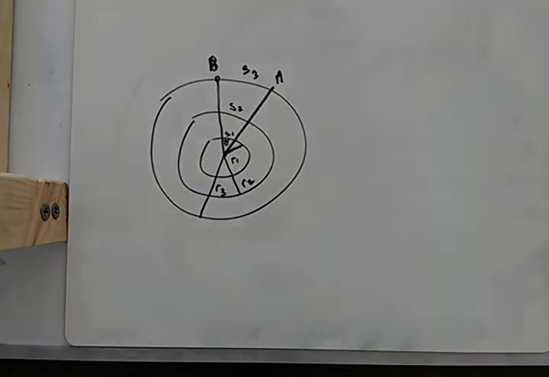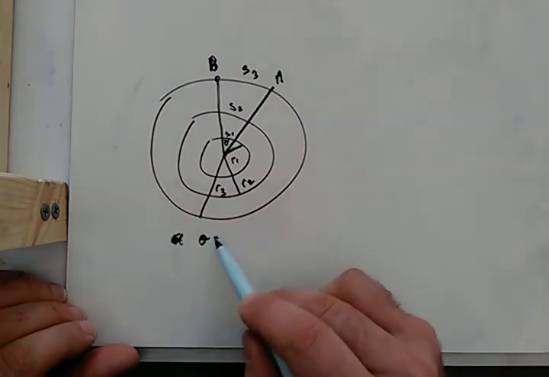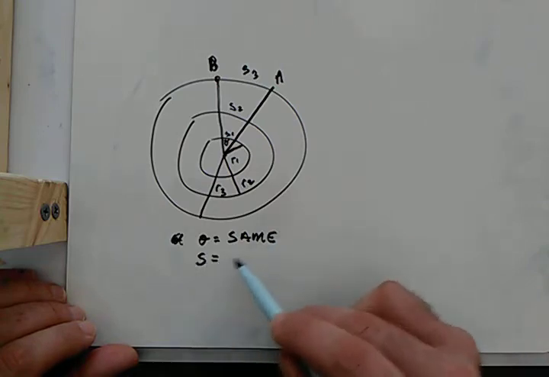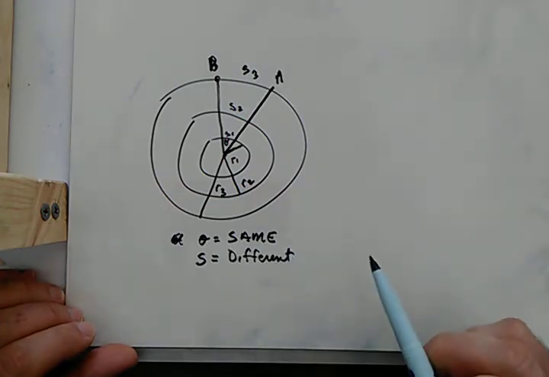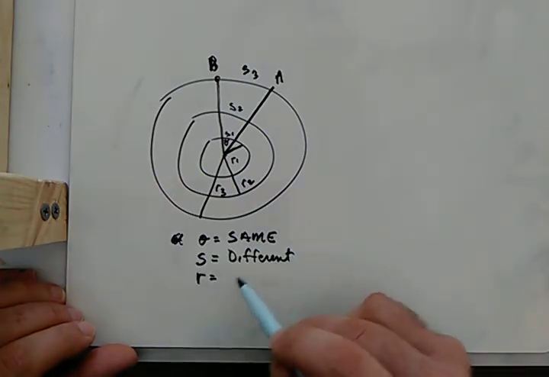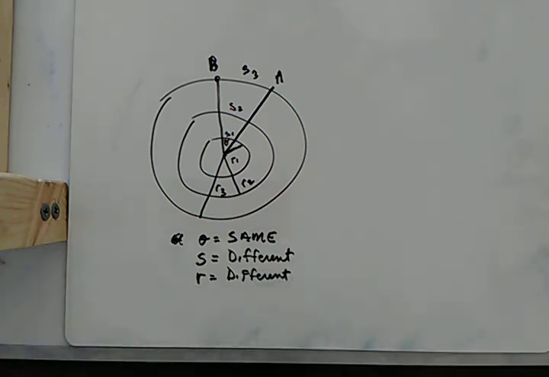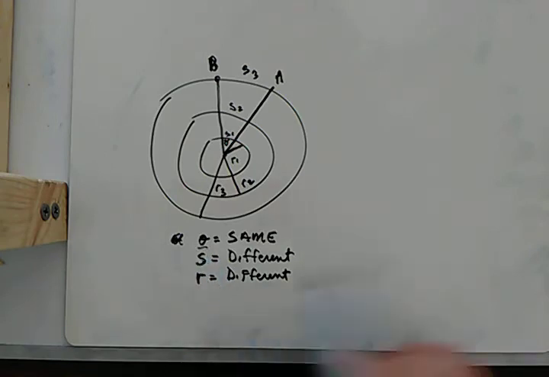So basically, all points on a rotating rigid disc move through the same angle but different arc lengths. The angle is the same, but the S is different, and the radii are different. The angle is nothing more than a proportion between these two.